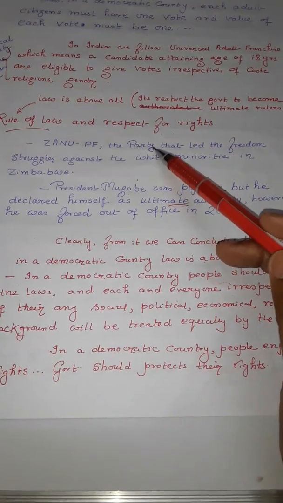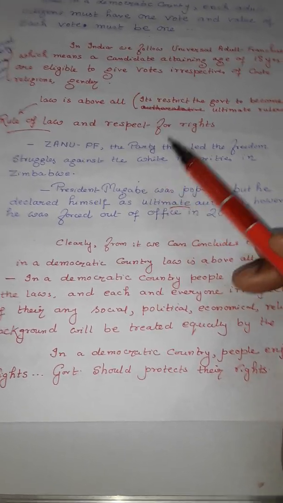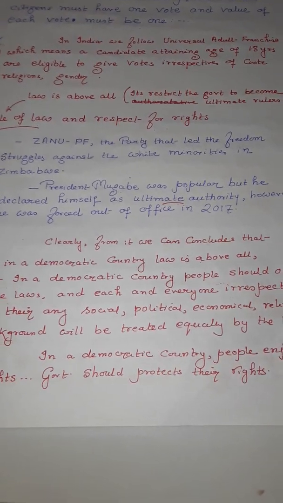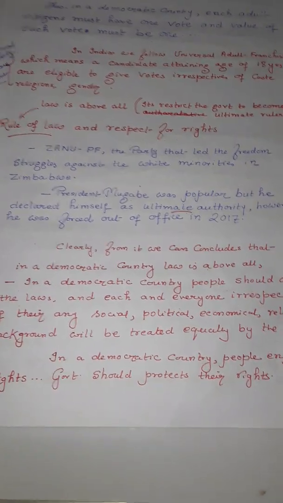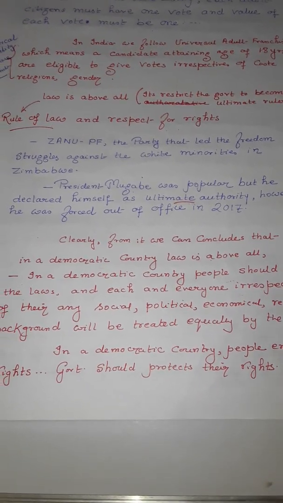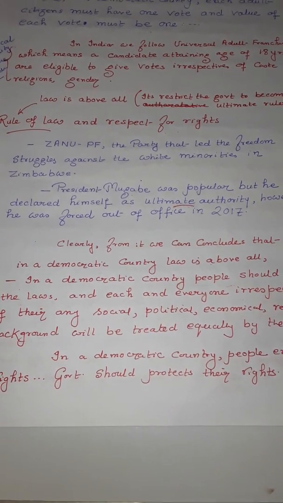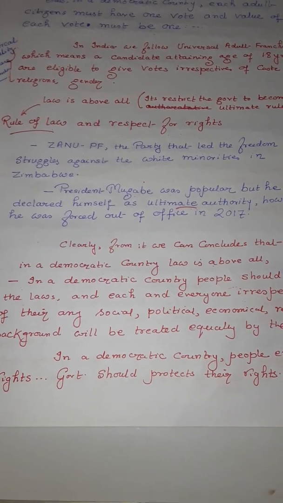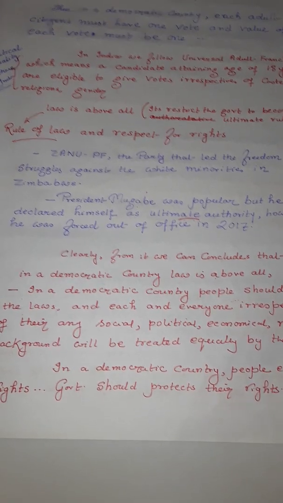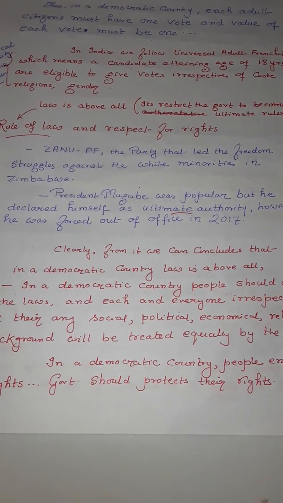Now, here they give one example from Zimbabwe. President Mugabe, who led the freedom struggle and freed Zimbabwe from the white minority, declared himself a lifelong president. He made each and every law in his own favor. So no rule of law was followed, and we can say that Zimbabwe was not a democratic country till 2017, because later in 2017 President Mugabe was overthrown by the military.